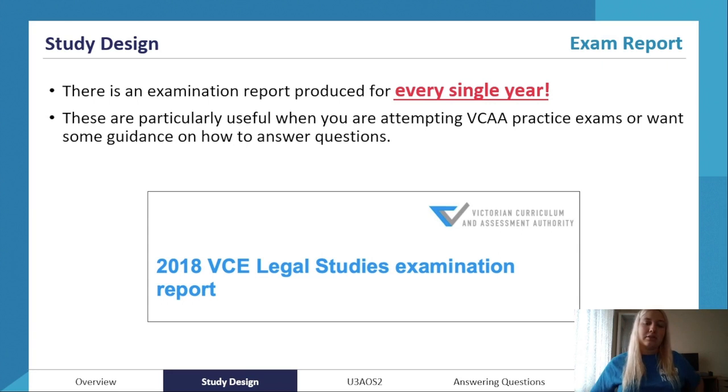Okay, so as I mentioned, there's an examination report produced for every single year, and they are the best for preparing yourself for the exam, learning how to answer questions. They're absolutely the best resource, and it tells you directly what is expected from the state, rather than some differences that might be present in how schools and teachers teach legal studies. It tells you directly what the expectations are for the state. And this is what you should be following, even if there are some discrepancies to what you do in school. This is how you're assessed. So they're really, really useful.